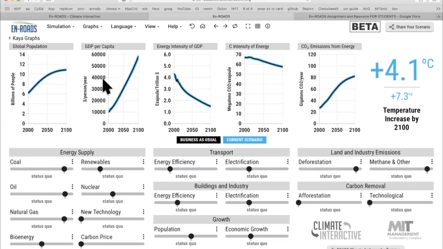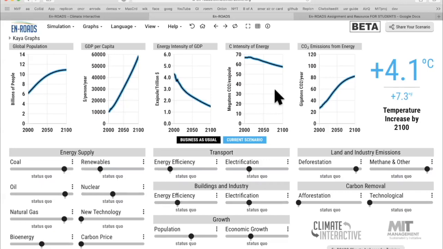Then you have to multiply it against the carbon intensity. How many megatons of CO2 per exajoule? That's a function of where you get your energy. Is it thorium fission? Is it renewables? Is it nuclear? Or is it the higher carbon coal, oil, and gas? So you multiply the four together and you get CO2 energy emissions. That's the Kaya identity, or Kaya graph.